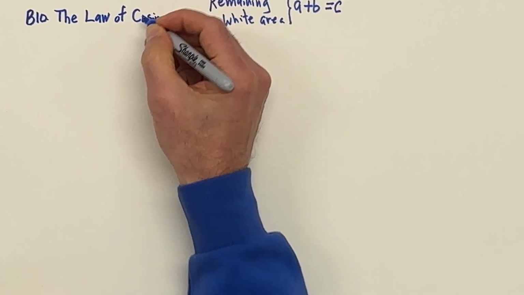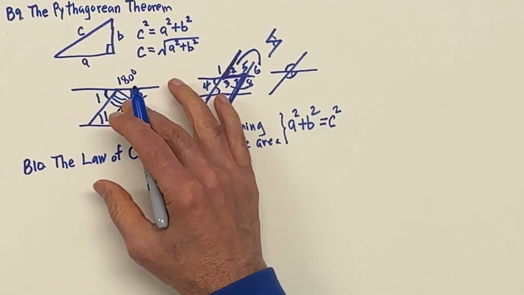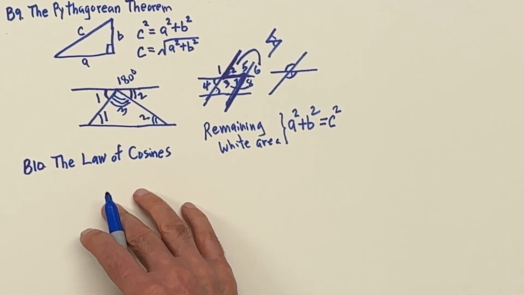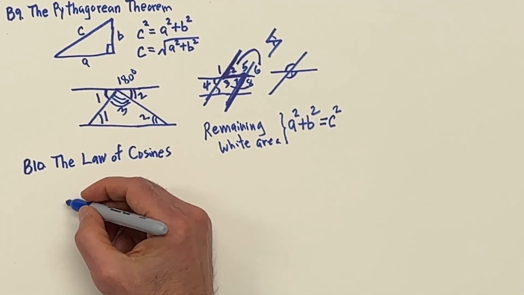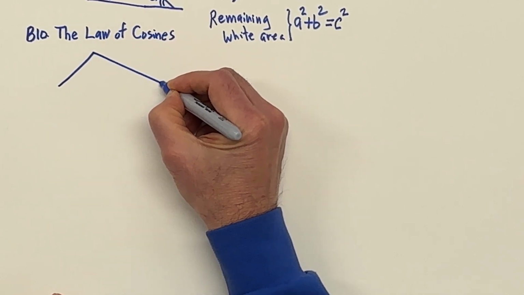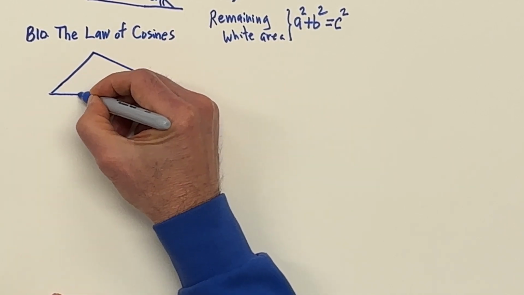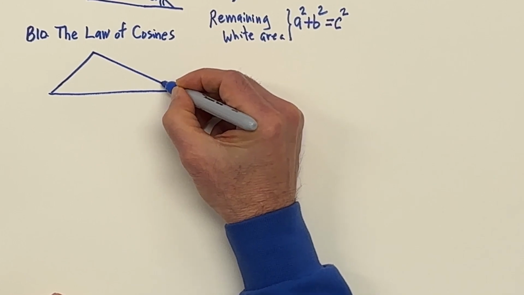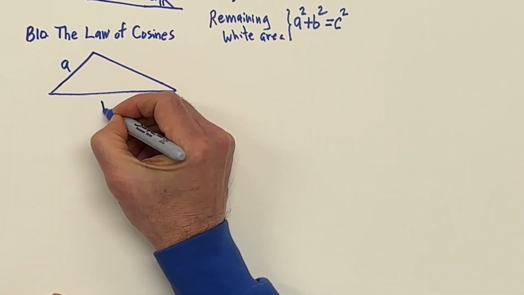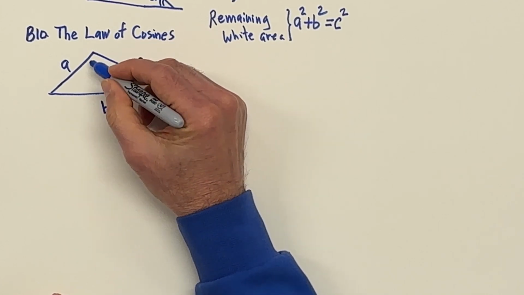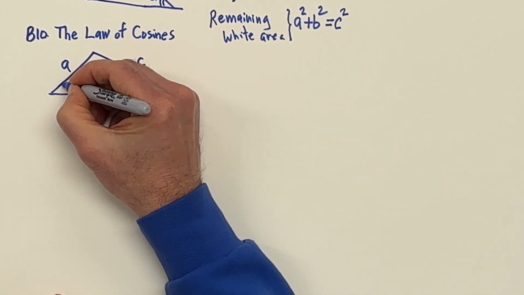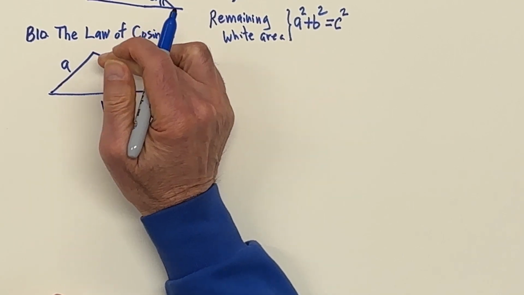This law is related, you'll see, to the Pythagorean theorem in the sense that this is a more general formula that will reduce to the Pythagorean theorem. So here we're going to look at a triangle that has sides A, B, and C, but this is not a right angle. So it's a general triangle.